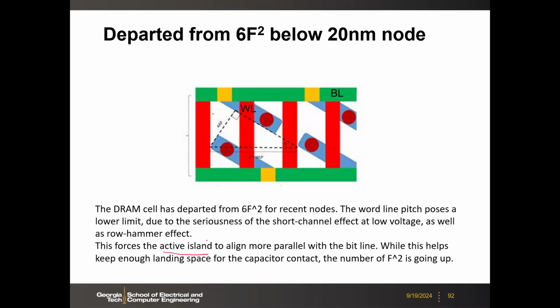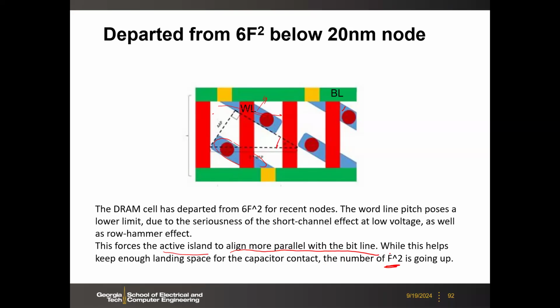forces the active island, which is the active region, in this case the blue region, to align more parallel with the bit line. That means this angle becomes smaller. More parallel to the bit line. So as a result, the actual F square is going up.